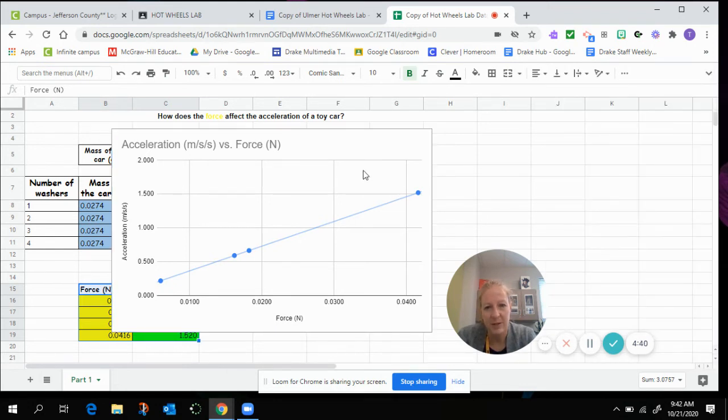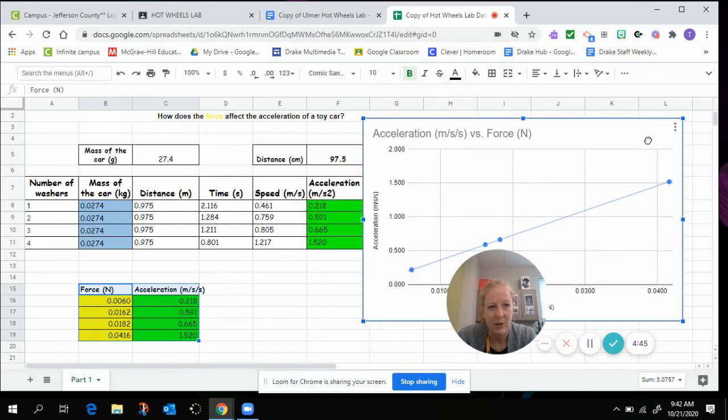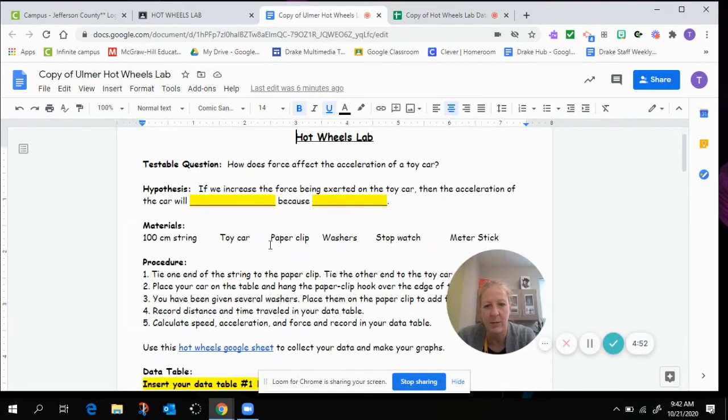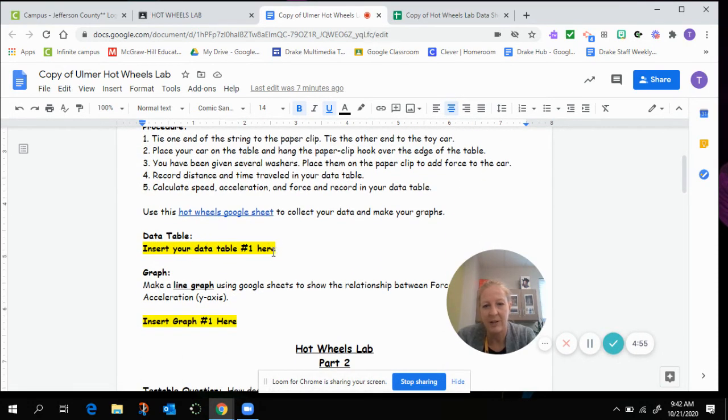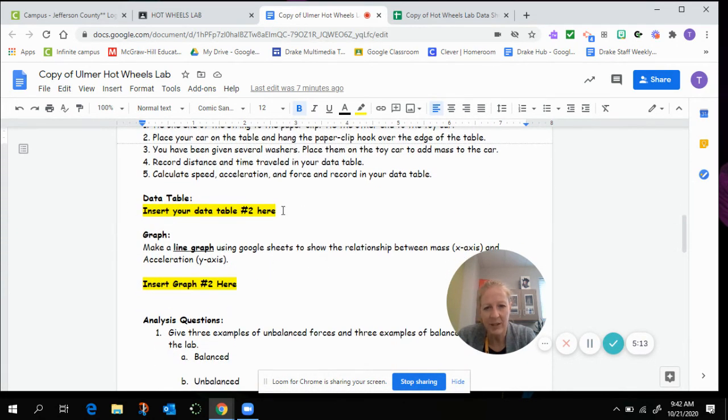In Part 2, I'm just going to move this off to the side. In your lab, you're going to take your graph and your data table and copy and paste it into your lab document. So if you go back to your lab document and scroll down, you're going to insert your data table here, so Control C, Control V, to copy it and then paste it in here, and then insert your graph down below where it says insert graph number 1. Then for Part 2, you're going to follow the same process. You'll insert your data table and then insert your graph.